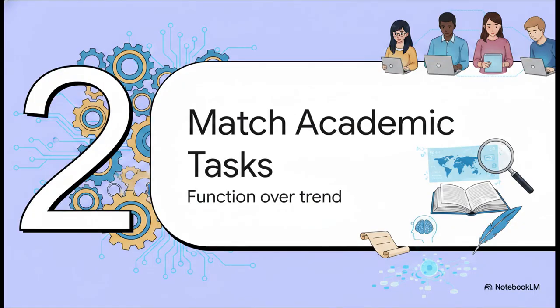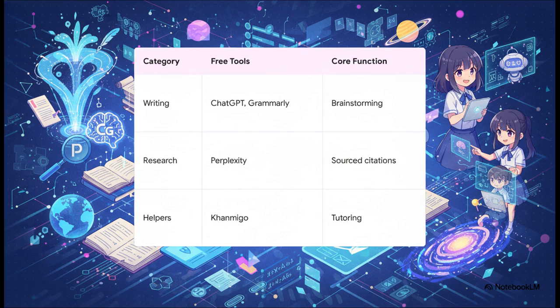Which brings us perfectly to Section 2, matching tools to academic tasks. To truly learn the suitability of these platforms, you have to stop just picking whatever chatbot is currently trending on TikTok and start categorizing them by what they actually do. Think of this framework as your ultimate cheat sheet for identifying friction points. When you hit a roadblock on an assignment, stop and look at the category. Struggling with a blank page? Well, that's a writing task, so you deploy ChatGPT to brainstorm and Grammarly to edit.